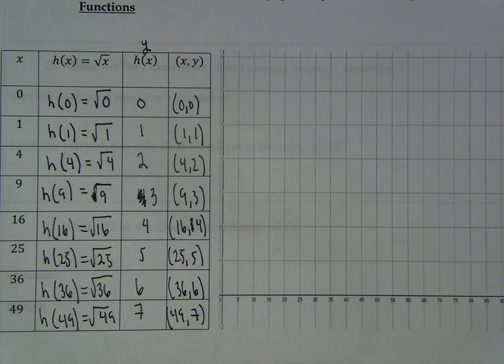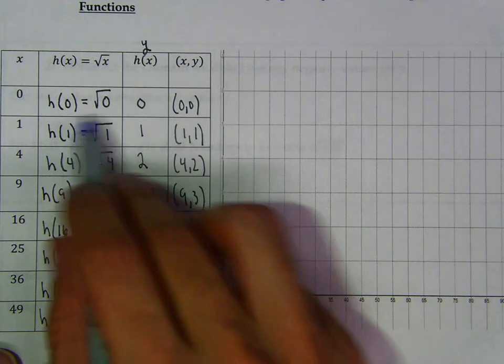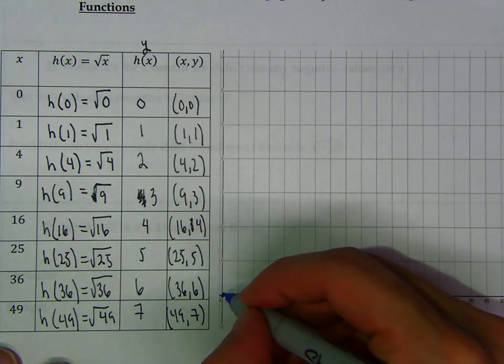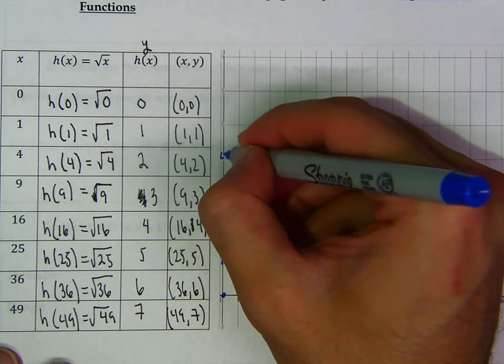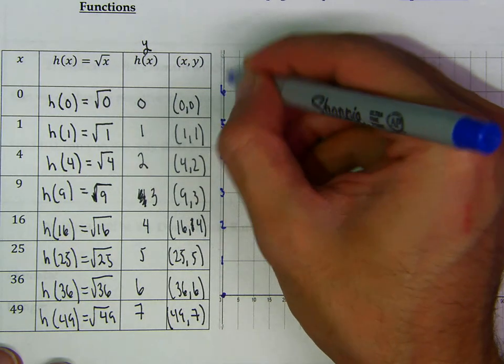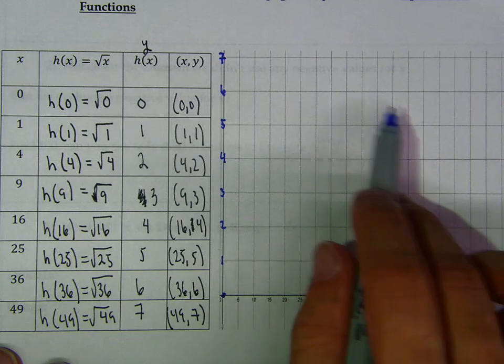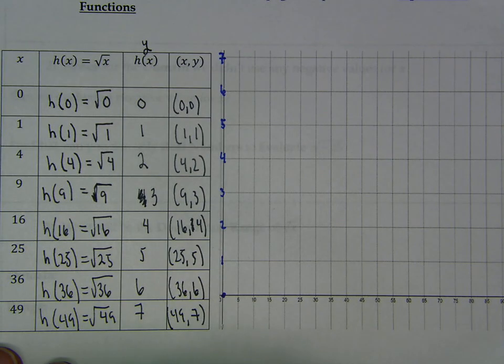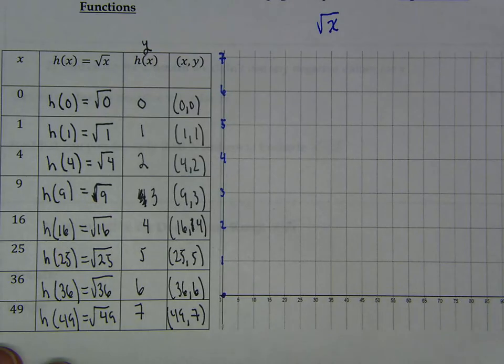Right. This is what you should have. So it's very interesting. Let's see what it will look like. Well, the first point 0, 0 is here. And then notice if this is 1, this is 2, this is 3, this is 4, this is 5, this is 6, this is 7. Pause the video. How do I graph these points? And then what will this graph look like?